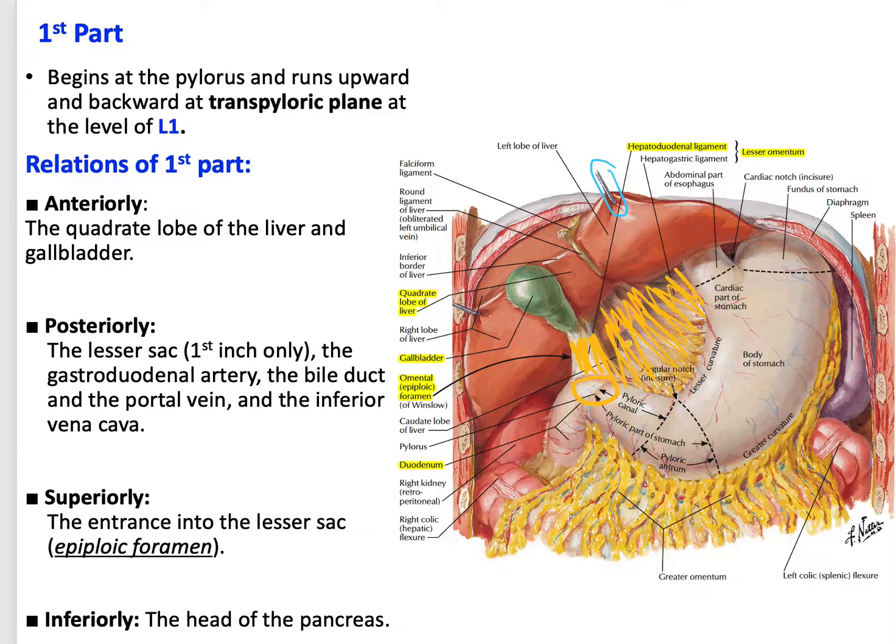Simply, the lesser omentum is a double layer of peritoneum that connects the lesser curvature of the stomach and the first part of the duodenum to the other structure, and in this case, to the liver, right? So, guys, what I want to say is that behind the lesser omentum, there is a space.